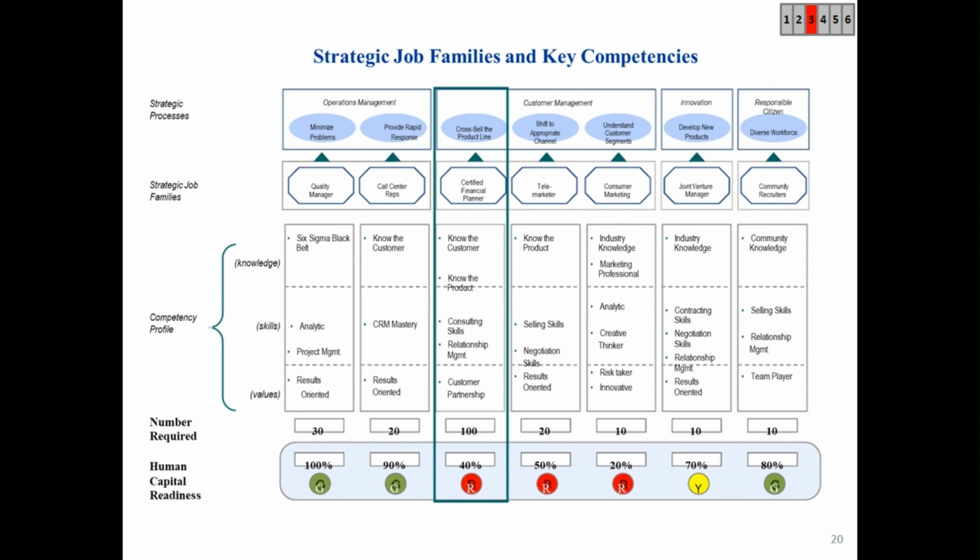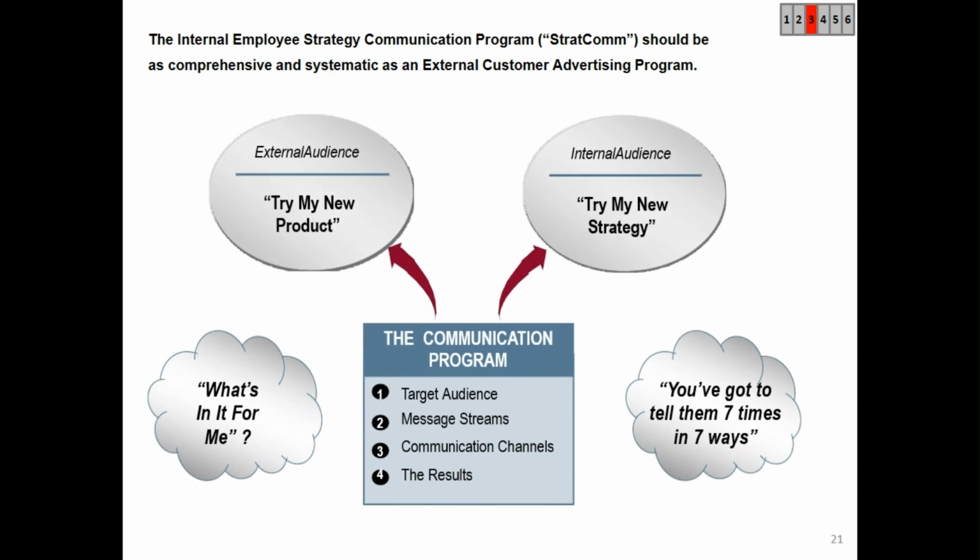Identify strategic job family to support each process. Define competencies for each strategic job family. You list down all key competencies as shown in the diagram. Identify the number of employees required to fulfill the requirement. Assess the readiness of human capital by giving scores in red, amber, green. This matrix will help you to identify the key positions to be filled and key trainings to be done to close the readiness gap.